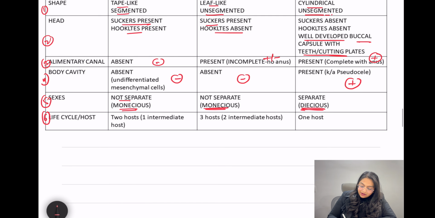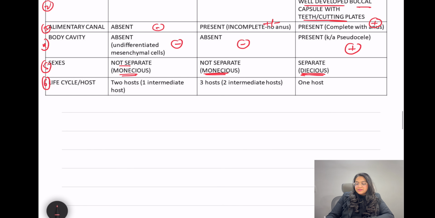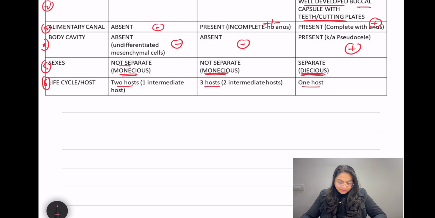And then we have the life cycle. It requires 2 hosts, requires 3 hosts, requires 1 host. Now, before we get confused by this, let's look right here. So, life cycle.